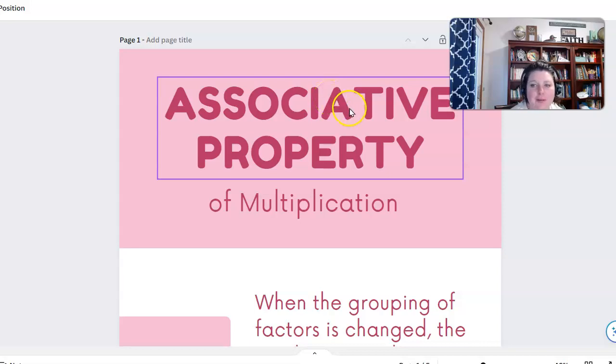Let's talk properties of multiplication. So in order to get ready for our next unit, which is division, let's make sure we understand some of the main concepts for multiplying.